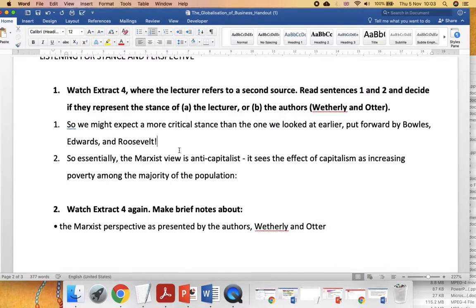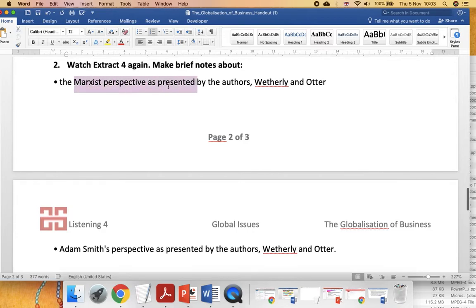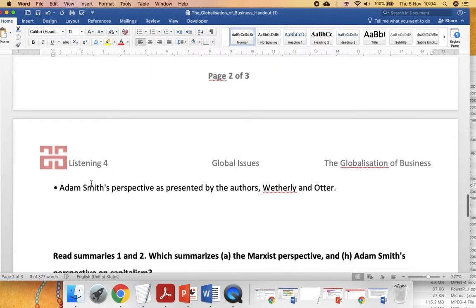Continue working with extract 4, taking brief notes about the Marxist perspective presented by the authors and Adam Smith's perspective presented by the author. Pause the tutorial, please.